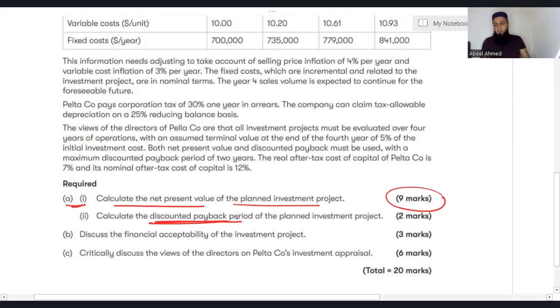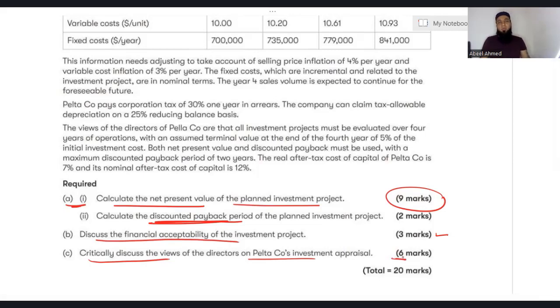Discounted payback period, we cannot solve right now because we did not discuss payback. Discuss the financial acceptability of the investment. Yes, we can do that. Obviously, if the project is generating positive NPV, we will accept the project. The organization should opt for the project because it will increase the wealth of the shareholders. Critically discuss the views of the directors on Pelta investment appraisal, 6 marks. If part C relates to something other than NPV, then we will not be discussing it right now because we have only discussed the basic principles of NPV. So it's the first question. Let us right now just stick to NPV.